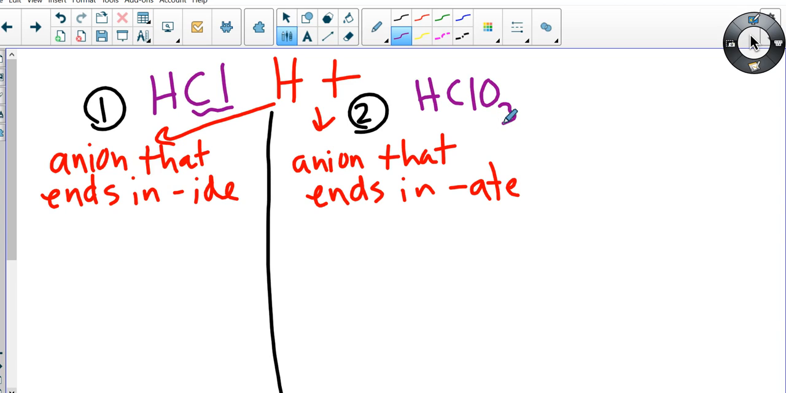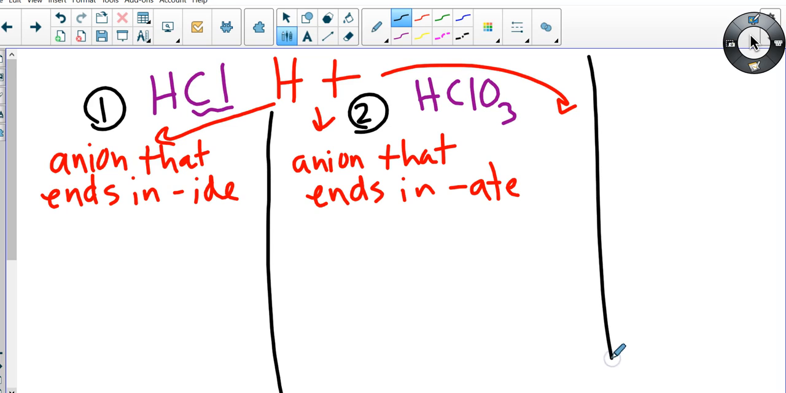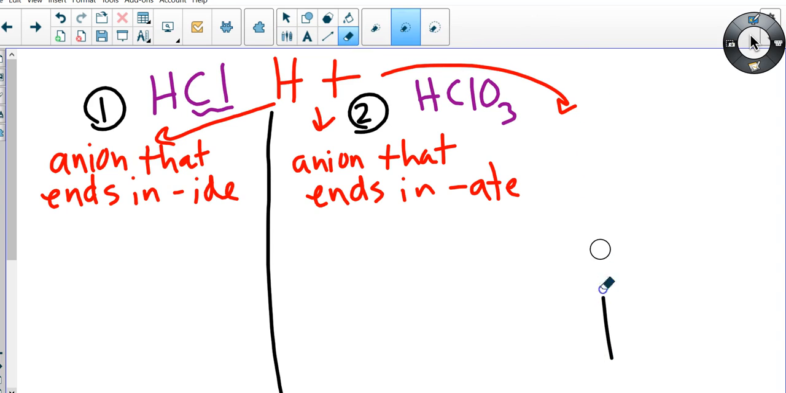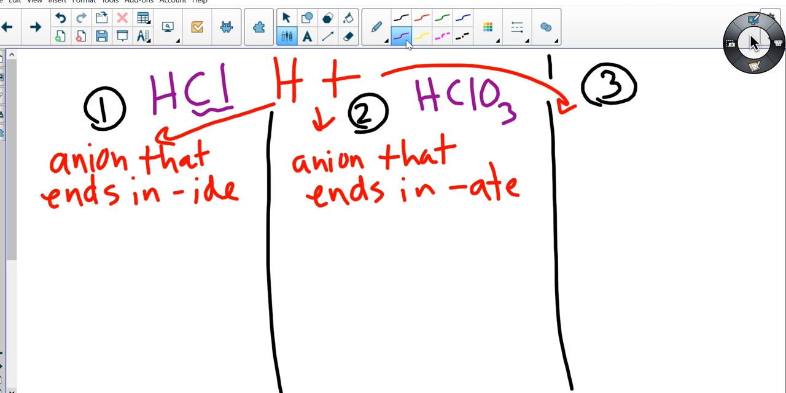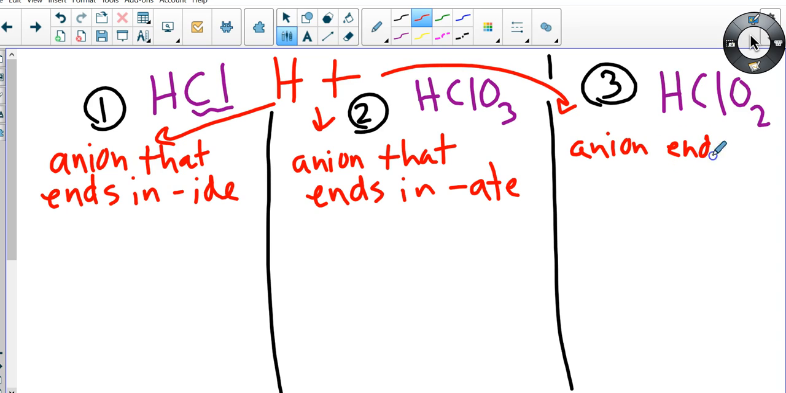And then the third thing you gotta do. Oh, get my colors together. I can do this. There we go. That looks so much better. We have if it ends in ite. So HClO2, that's hydrogen and chlorite, right? This is when the anion ends in ite.